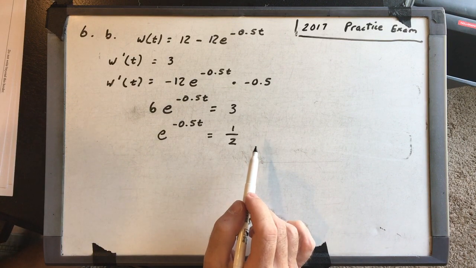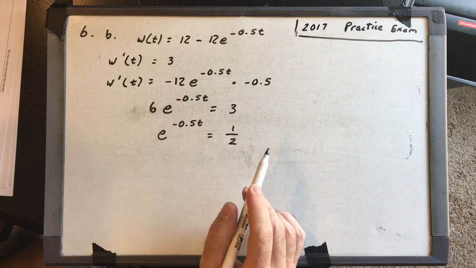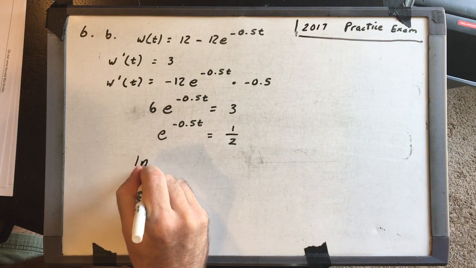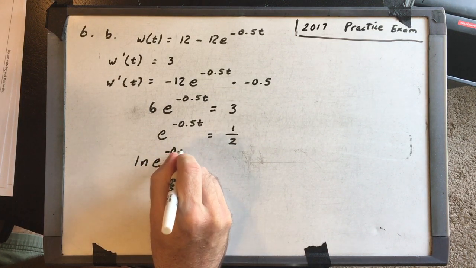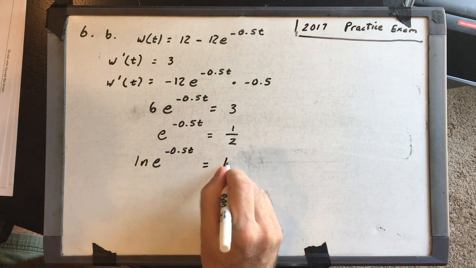I'll let you tell me. All right, you got it? We take the natural log. Natural log of e to the minus 0.5t is equal to the natural log of 1/2.